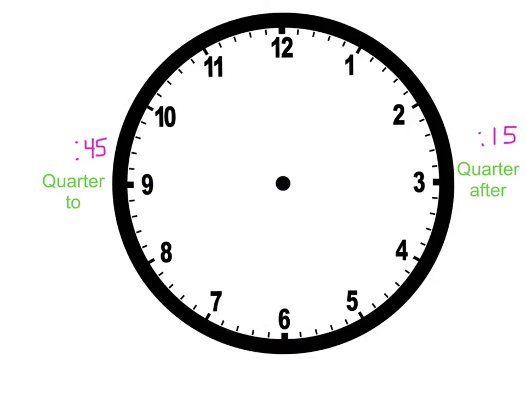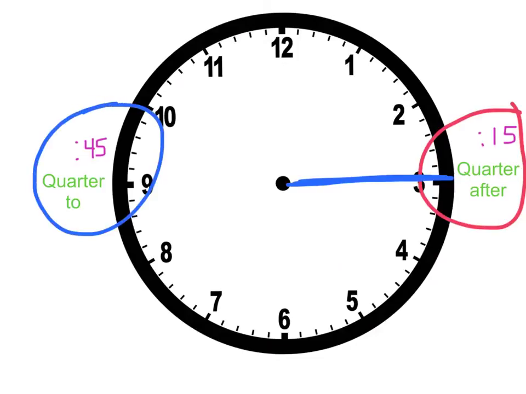So to review, anytime the minute hand, that's the long hand on a clock, anytime the minute hand is pointing at the 3, we call that 15 minutes after the hour. So something 15, 10:15, 12:15, 7:15. Or we can also say quarter after 3, quarter after 7.